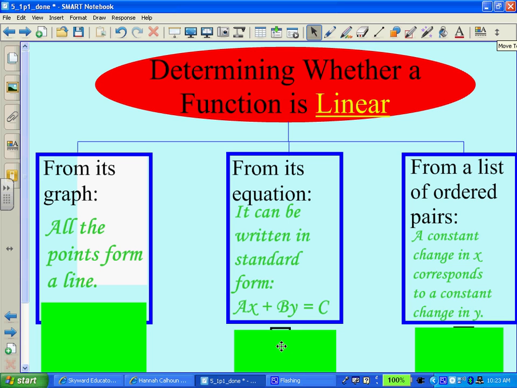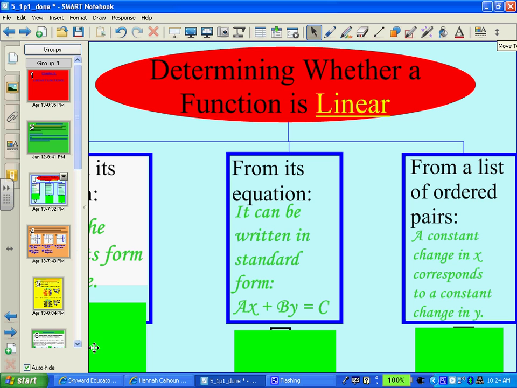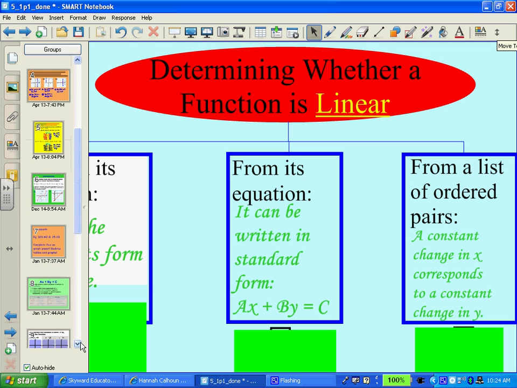To start out, the answer to that question is that the equation can be written in standard form. Standard form is ax plus by equals c, and a, b, and c in that equation are numbers. We just use a, b, and c to represent a number. I know that sounds weird, but that's the way we do it. So if we can write an equation in standard form, then it's linear. Well, how do we know if it can be in standard form?